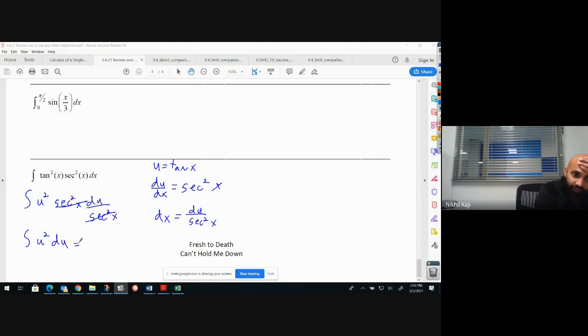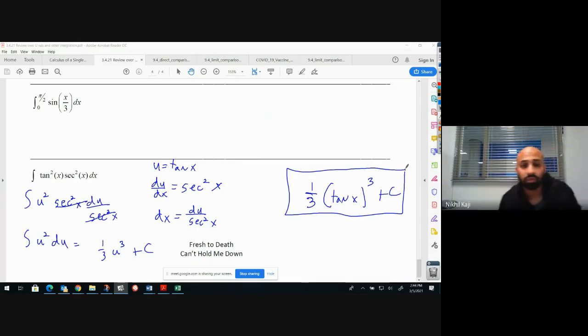Add 1 and divide. End up getting 1/3 u cubed plus c, because I don't have any bounds, I need my plus c. Then I just plug it in at the very end. So 1/3 tangent x to the 3rd power plus c. There's my answer. So that's it.